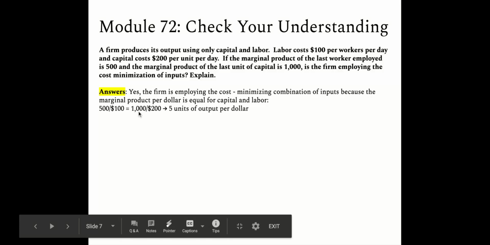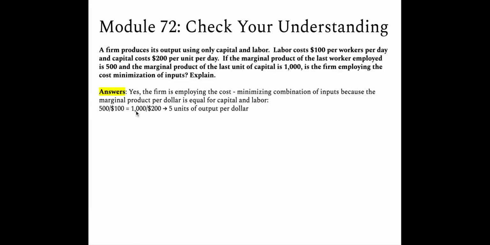And now for capital, the last unit of capital gave us 1,000 units of product, divided by the last unit of capital cost was $200. So 1,000 over 200 gives you 5. Does 5 equal 5? Yes, every day. So when you set those two equal to each other and they actually equal, you can say in the question, yes, the firm is employing the cost minimization combination of outputs because they're equal to each other. They both equal 5. That means that is a cost minimization.